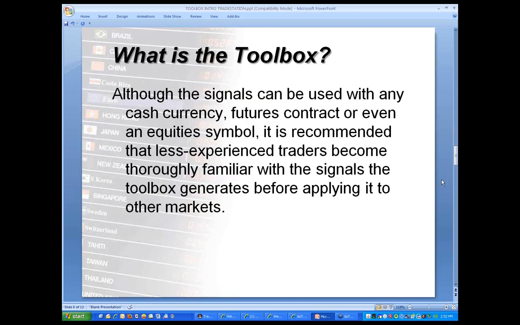One thing I want to remind you, though, is that although the signals can be used with any cash currency, on TradeStation you have multiple pairs you can trade. The Toolbox is available for all of that. However, it's best suited on the top 5 pairs. So you can use it on any of the currency pairs. You can use it on any futures contract or an equity symbol if you choose to. And I'm going to show you that in just a minute.